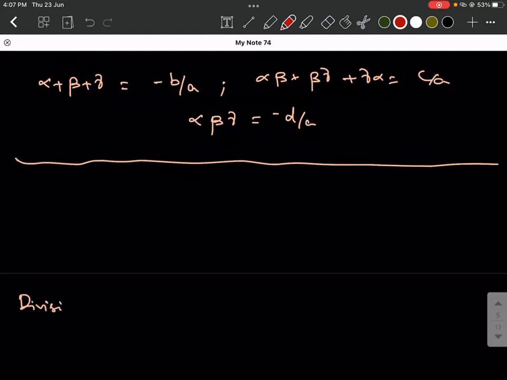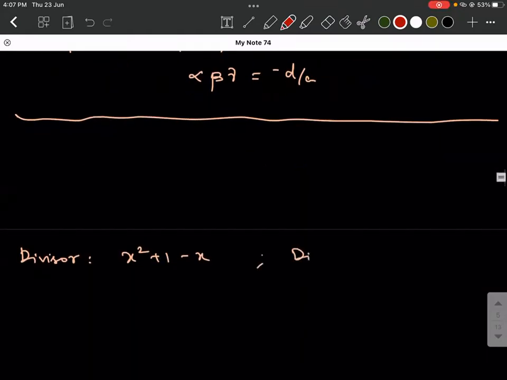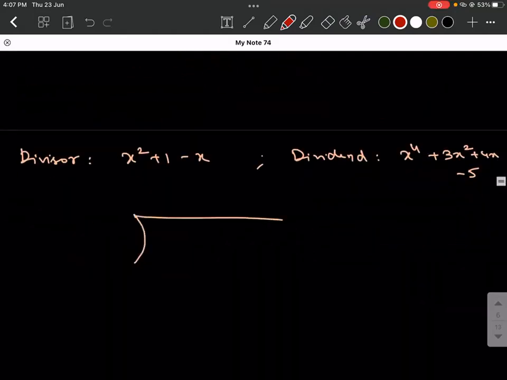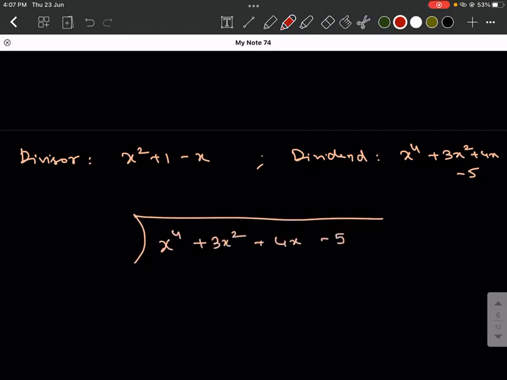Divisor: x square plus 1 minus x. Plus 3x square plus 4x. Then find the remainder. So you are going to write the dividend inside: x power 4 plus 3x square plus 4x minus 5. And here you have x square minus x plus 1. Correct? So you should always look at the highest power.